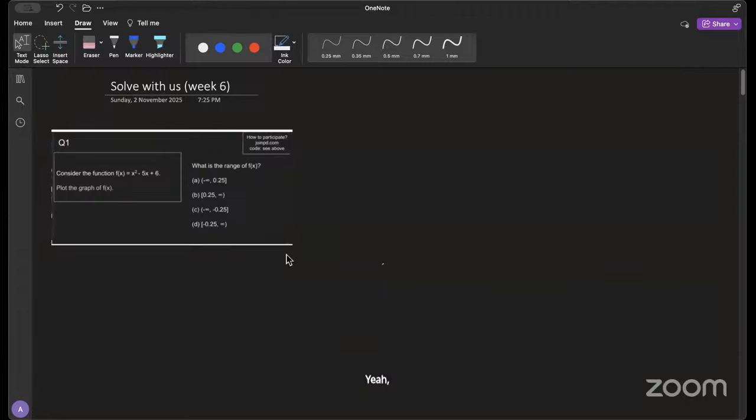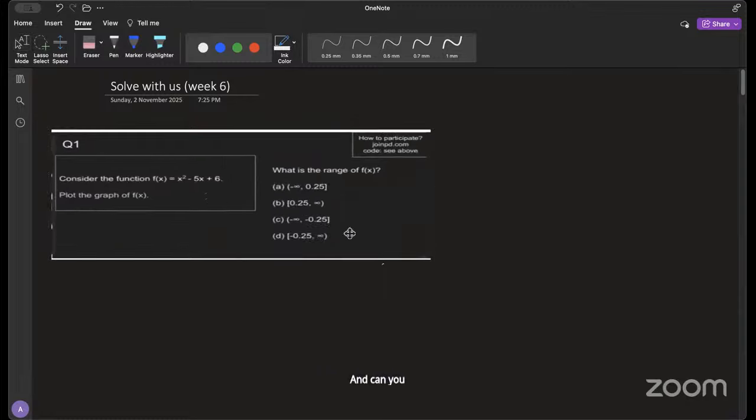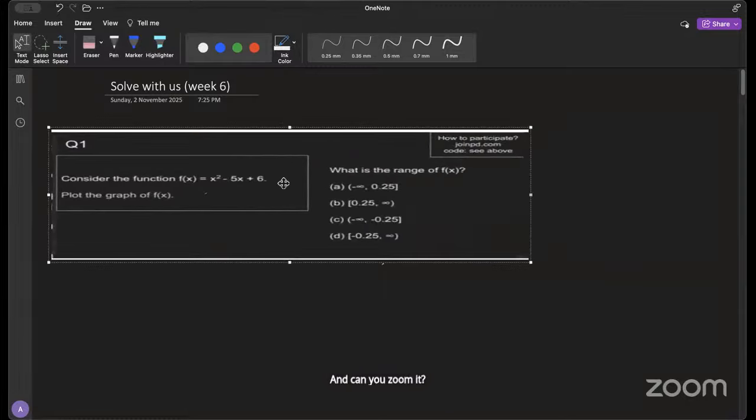Okay, so we'll start with this question first. Do you need time to solve this, or can we just start here right away? Let's solve it here only. Is the question visible though? Can you zoom in? Is it visible now? Yeah, ma'am, it is.